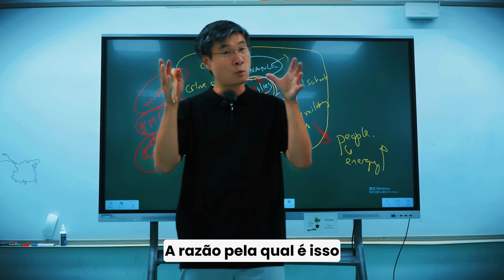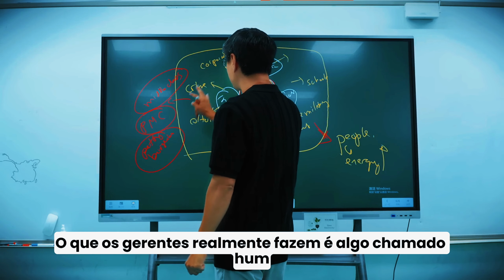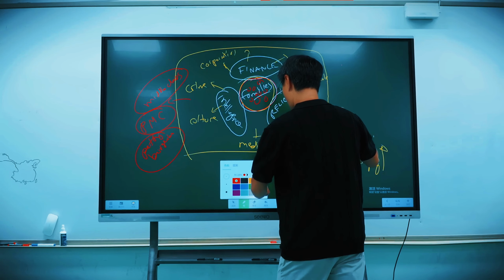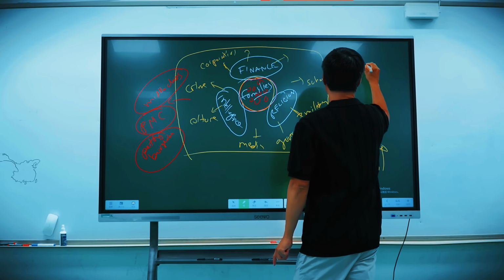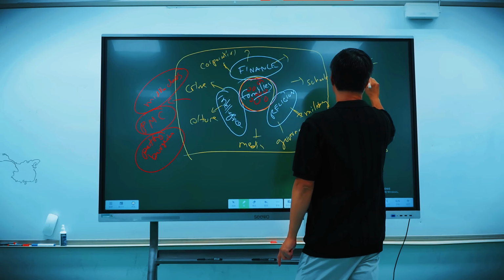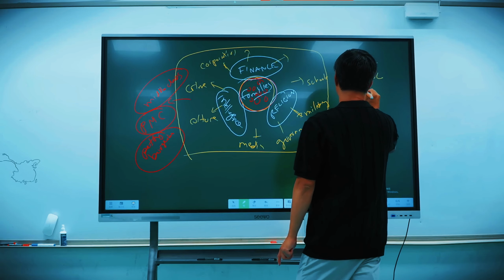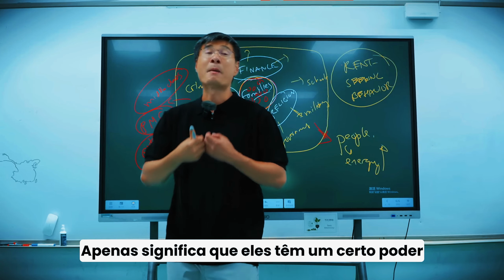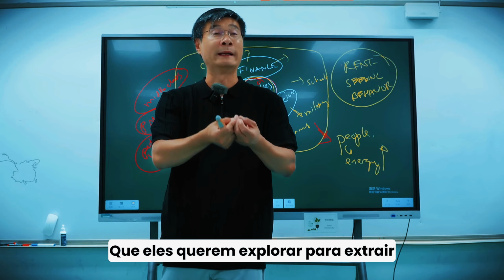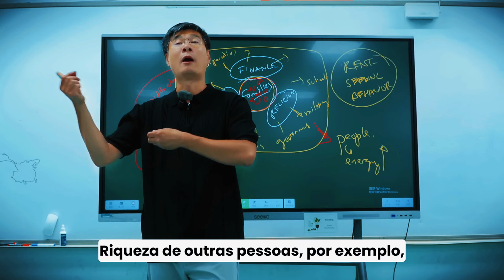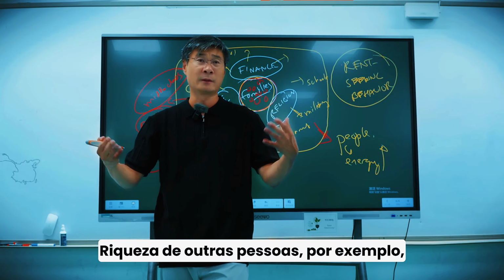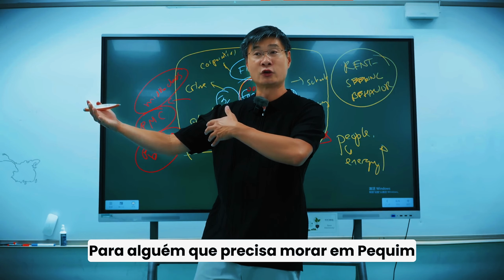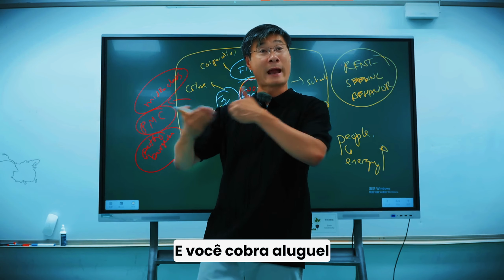Why? The reason is this. What the managers really do is something called rent-seeking behavior. Rent-seeking behavior just means they have a certain power that they want to exploit in order to extract wealth from other people. So for example, the most classic example is you own an apartment in Beijing. You rent it out to someone who needs to live in Beijing and you collect rent.